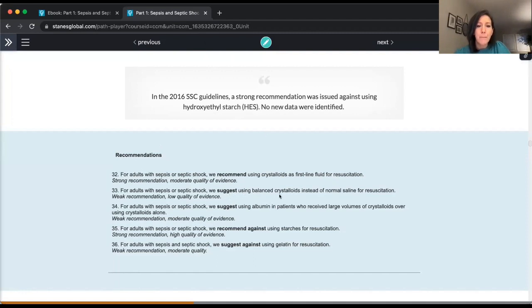We suggest using balanced solutions instead of normal saline for resuscitation. So this is a big switch. We suggest using albumin in patients who receive large volumes of crystalloids over using crystalloids alone. So they're actually encouraging us to use crystalloids first, use balanced salt solutions, and then we can add in albumin if needed. We recommend against using starches for resuscitation, and we suggest against using gelatin for resuscitation. Those are old, those haven't changed. We haven't been using those things.